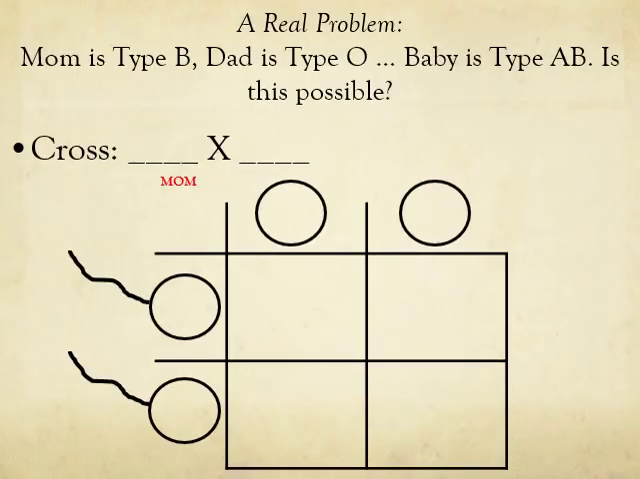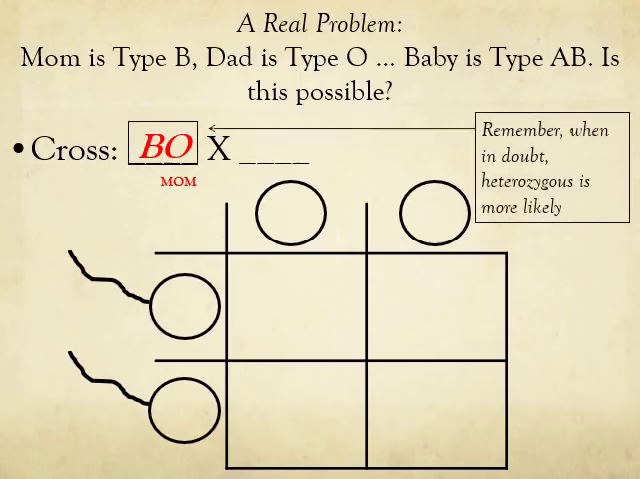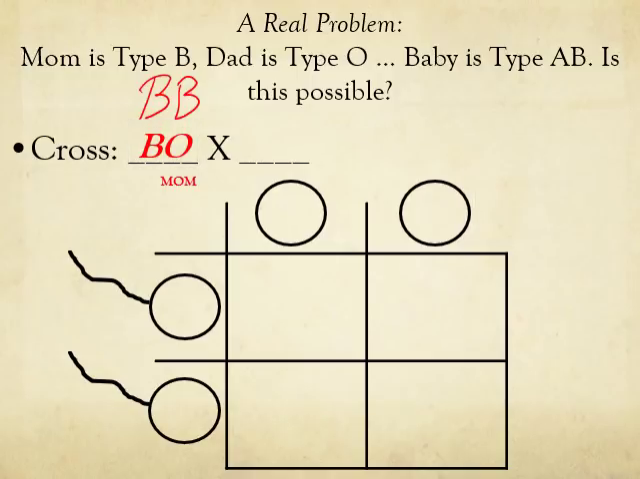So finally, let's go ahead and do a real problem here. In this case, let's say hypothetically speaking, mom is B type and dad is O type. The baby happens to be AB. And we need to figure out, is that possible? So let's go ahead and figure out mom's genotype. Now we went with BO here because normally the heterozygous condition is more likely, but you could also go ahead and run through this with capital B, if you wanted to. Now considering dad is O type, there's only one combination for that, and that's OO.